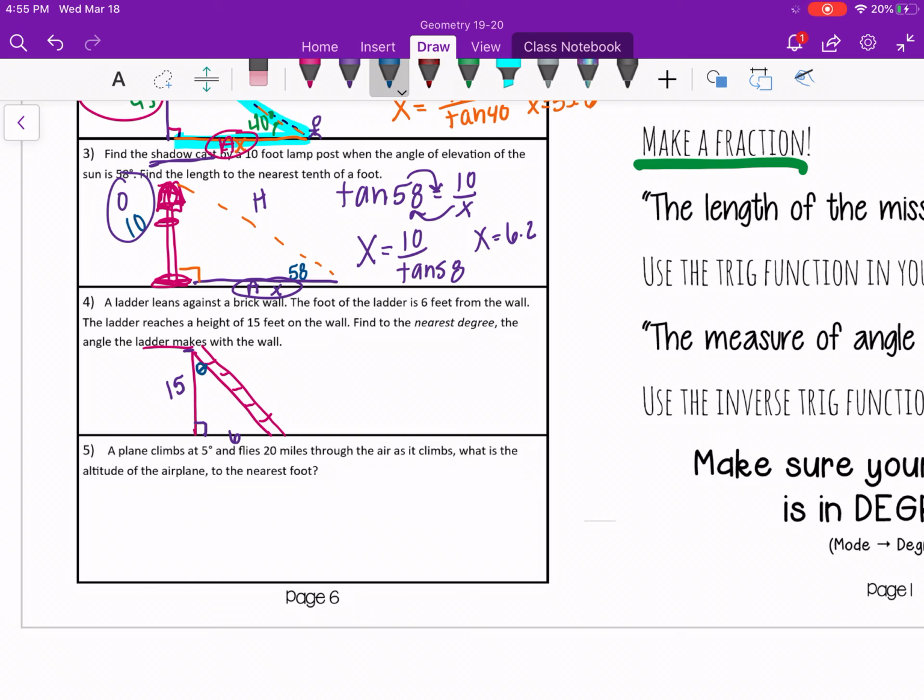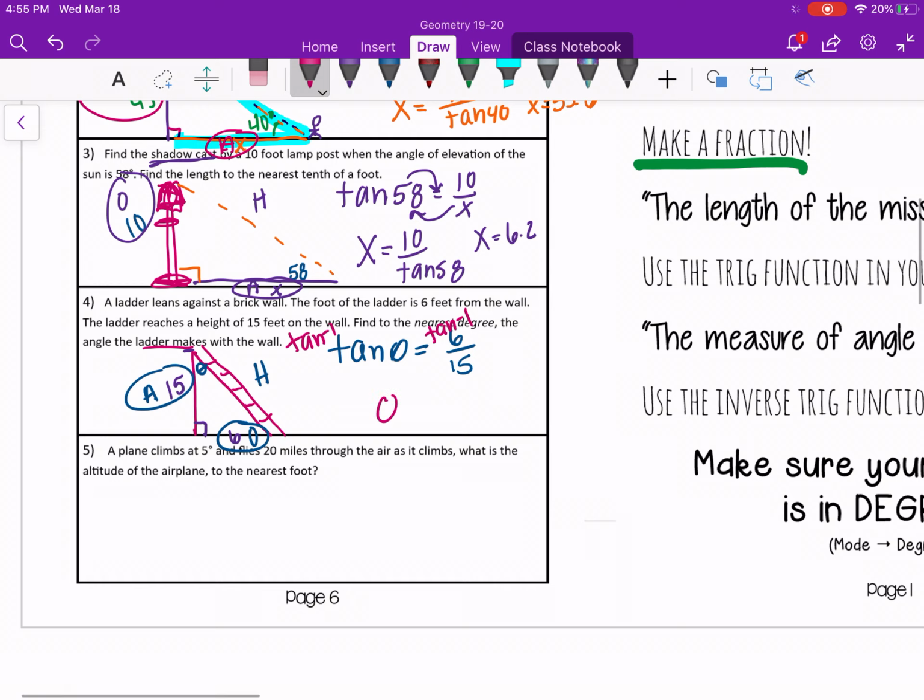It's really important where you label that theta because that theta controls which side is opposite and which side is adjacent. And we want to label those correctly. And we've got tangent of theta equals opposite over adjacent. So again, this is when we have to inverse tangent both sides to undo it. You type that in on your calculator using the second button, second tangent. And you should get 21.8 degrees.